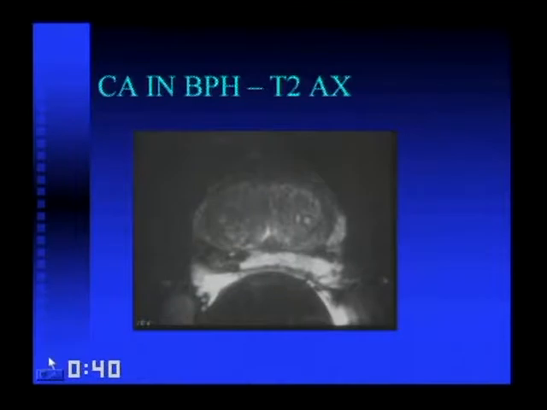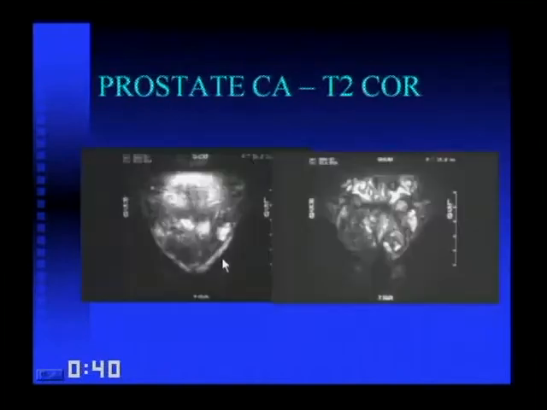Here's an example of prostate cancer. Here's a patient with BPH. Here's the normal peripheral zone on the T2 scan going across. As you get across midline, you get this dark area of signal intensity, and this was adenocarcinoma.